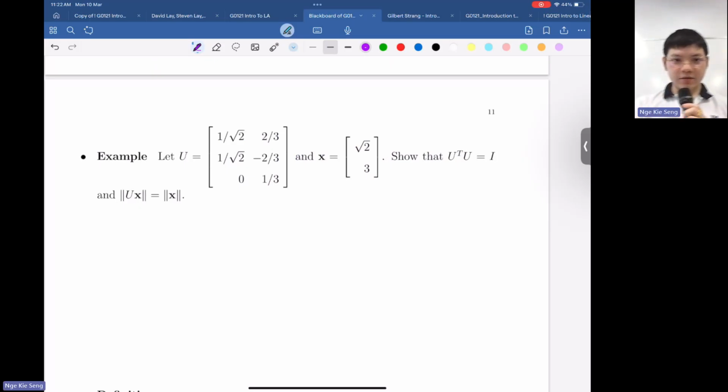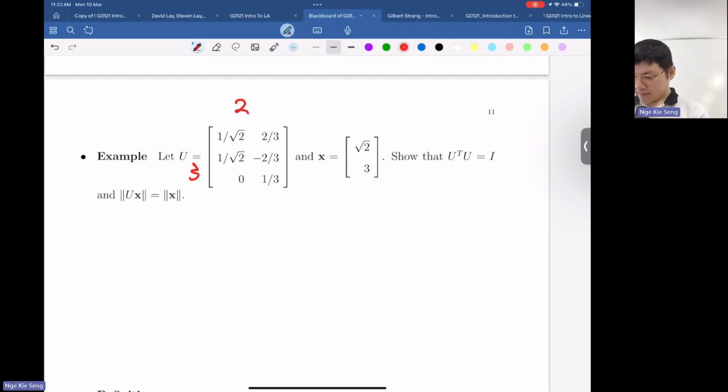Okay, let's go through it together here. I think the question is quite straightforward. So let's try to check. You are given U and given X. U is a 3 by 2 matrix, right? And first we want to show that UTU equals identity.